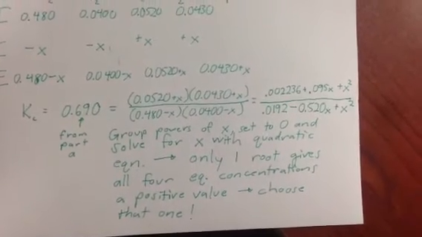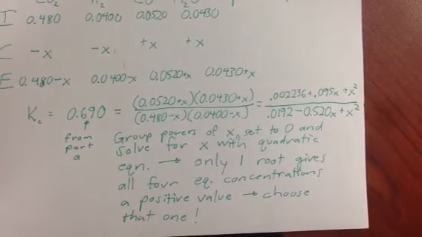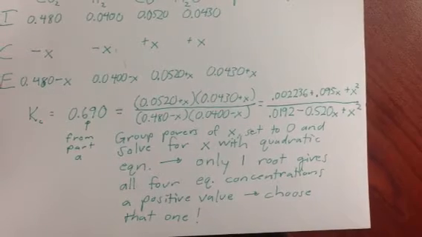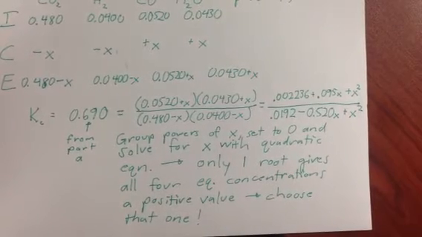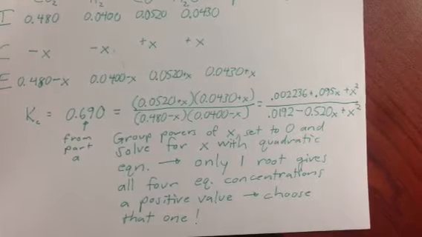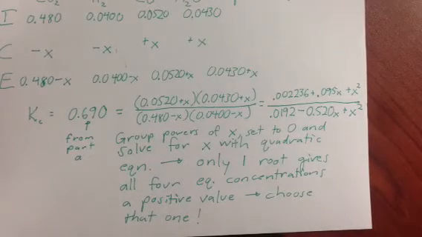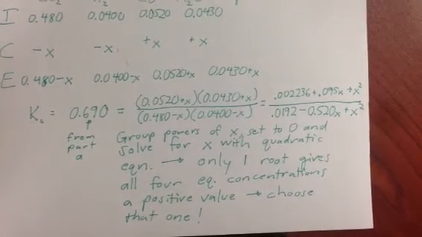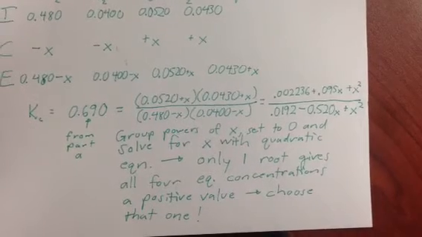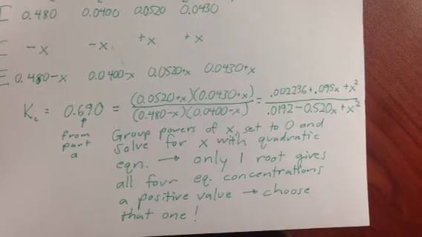We plug in those values, we expand our multiplication on the side of the equation. We group our powers of x, set everything equal to 0 to get our a, b, and c coefficients to plug into the quadratic equation.